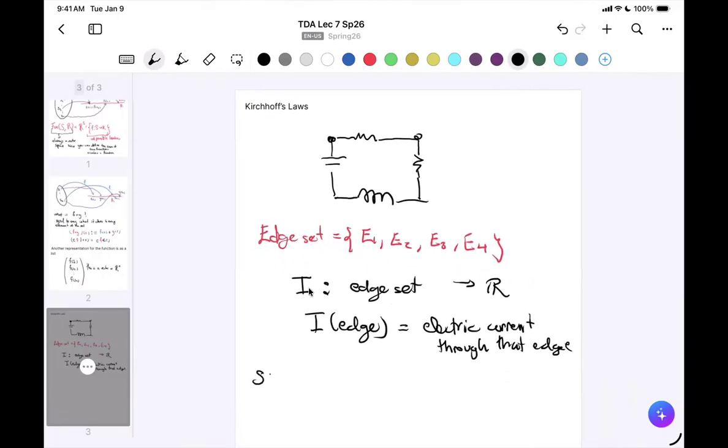And so this would be the same as something like, you can even write it like I of E1, I of E2, I of E3, and so on. I mean, it's such a natural thing that you don't even think that that's what you're doing, right? But it is a function from the edge set to the reals, from this perspective, like what an electric current would be.